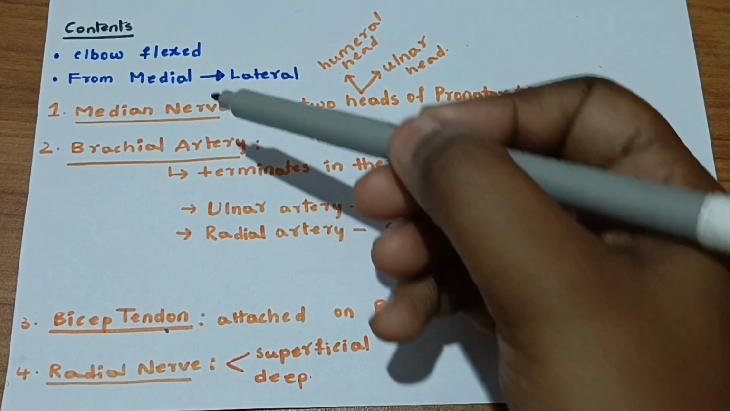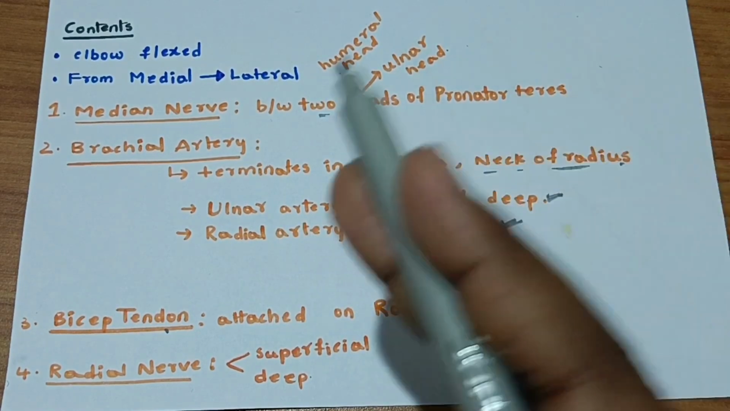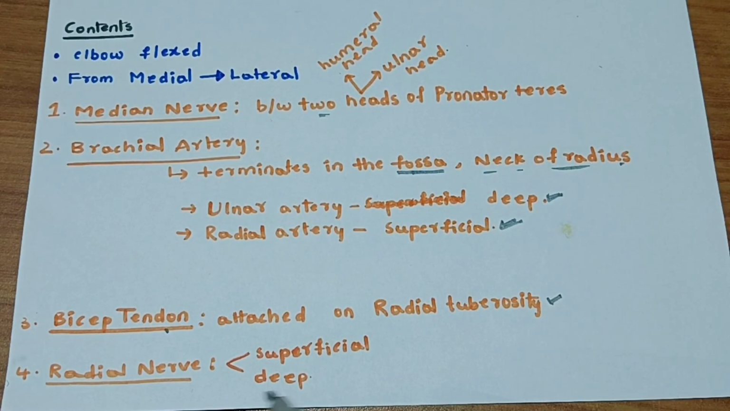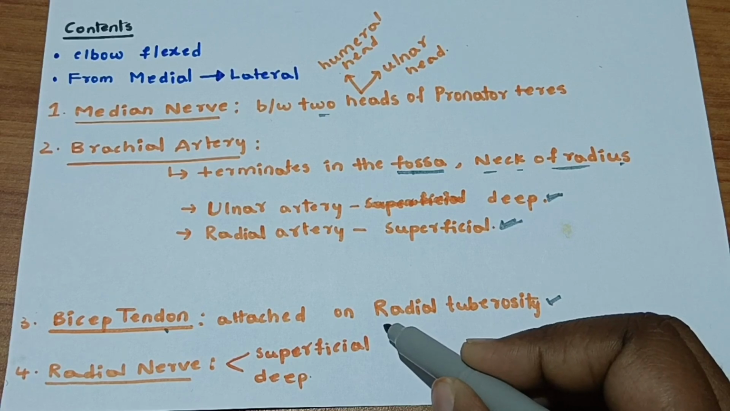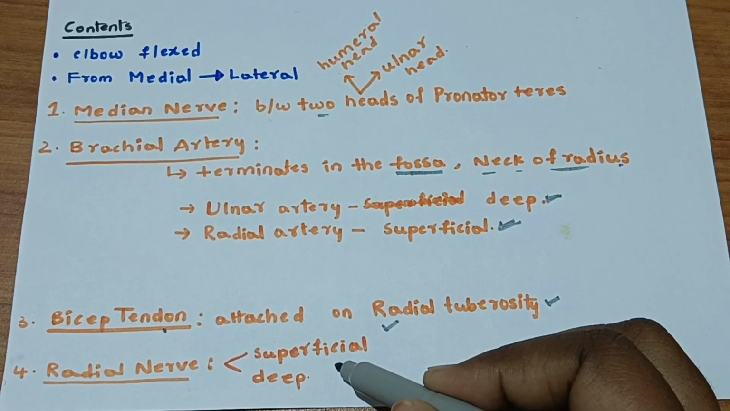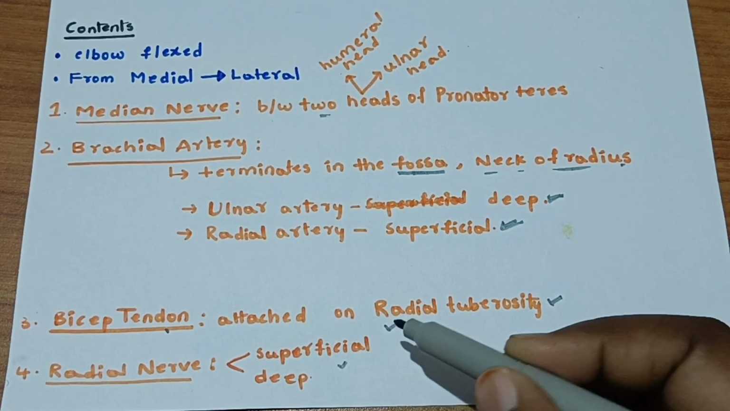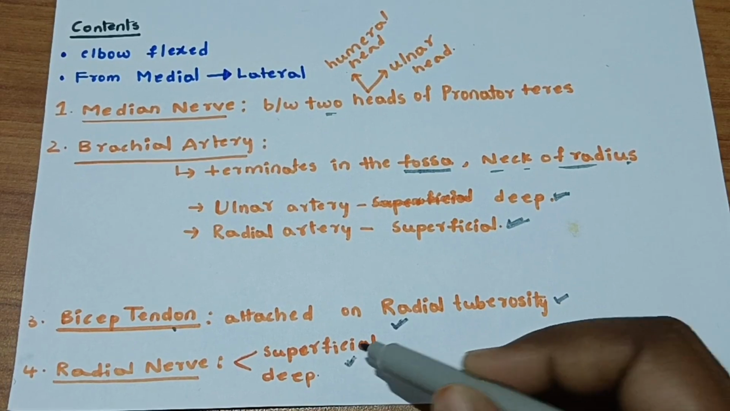As I said, these are the contents we are seeing from medial to lateral. So the most lateral is the radial nerve, presented most laterally in the cubital fossa. In the cubital fossa, the radial nerve is divided into superficial and deep branches.